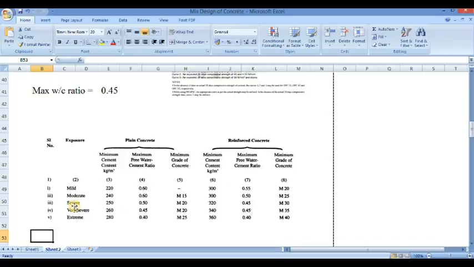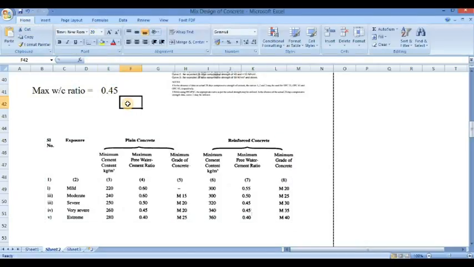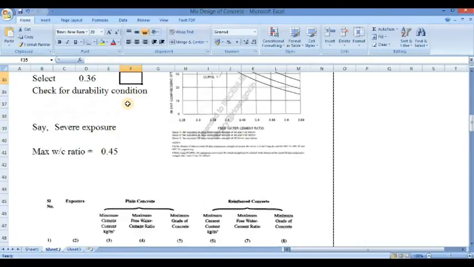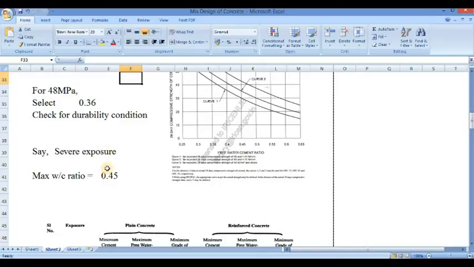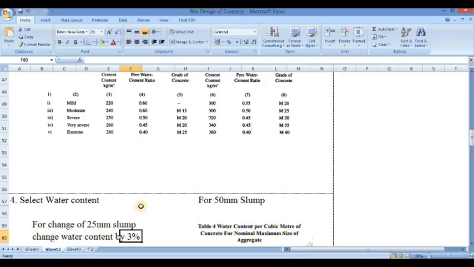And there is the exposure condition. In our case it is severe exposure. Now let's see, for severe condition and for reinforced concrete the maximum water cement ratio is 0.45. So you should not exceed the water cement ratio of 0.45. In our case it is 0.36, that means it is okay. So we have already picked up our water cement ratio.